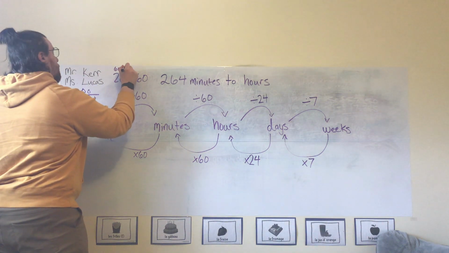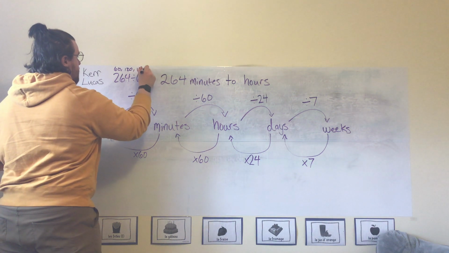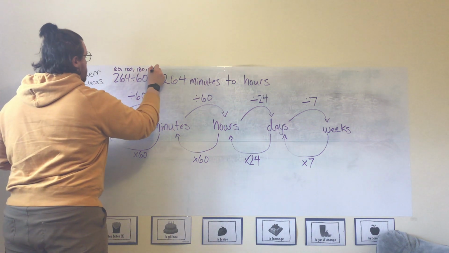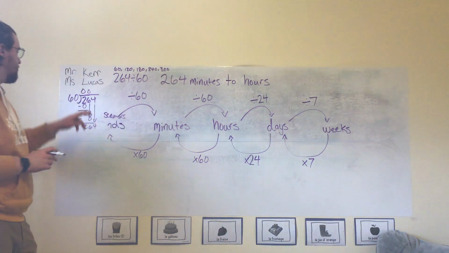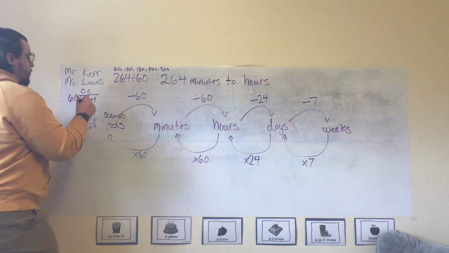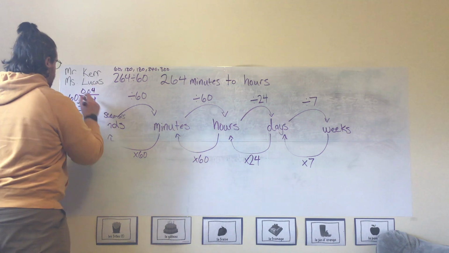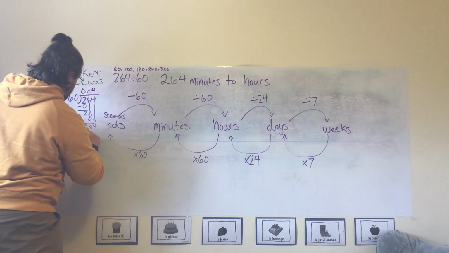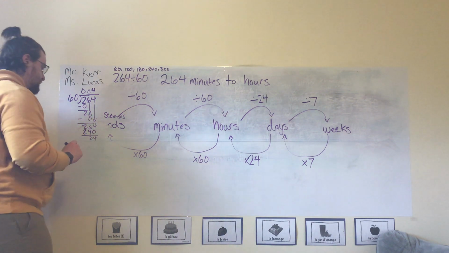60, 120, 180, 240, 300. Oh, 240 is the highest we're going to go without going over. So 240, 1, 2, 3, that is 4. 4 times 60 is 240. And we have 24 here.